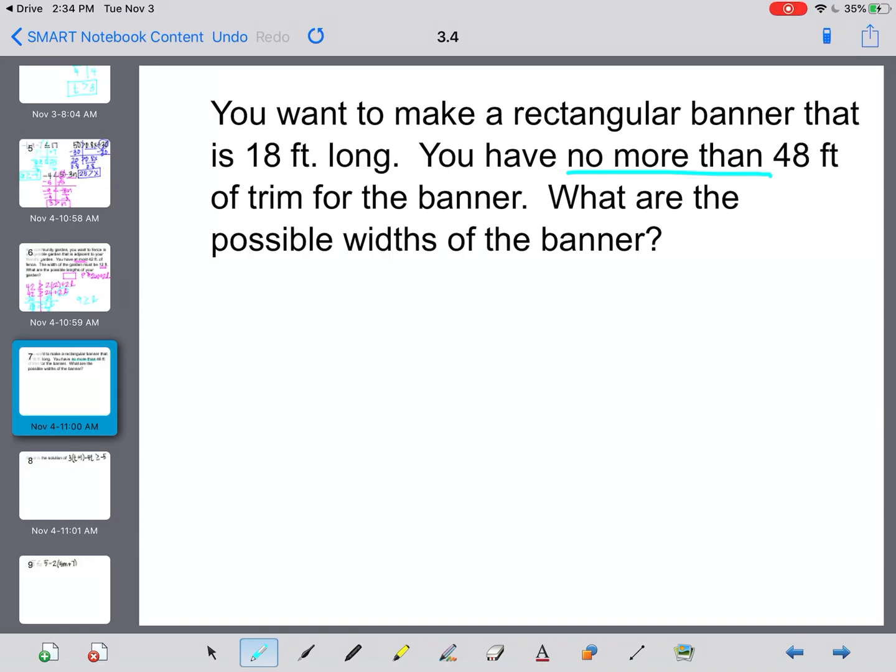You want to make a rectangular banner that is 18 feet long. You have no more than 48 feet of trim for the banner. What are the possible widths of the banner? Okay, so same idea. You are making a rectangular banner. The biggest we can go is 48, so it could be equal or it could be less than.